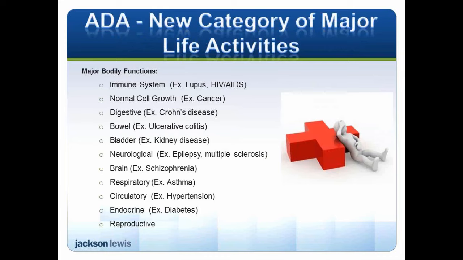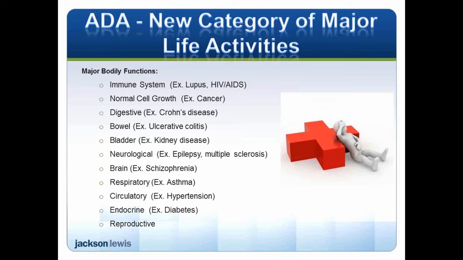When we talk about the major bodily functions that Congress did add, and I'm going to end up with this last slide and pick up again next time, so this will be a good time to end and then start up again. But when we talk about major bodily functions, we are talking about things with regard to the immune system. Examples that have been given are lupus or HIV or AIDS, normal cell growth like cancer, digestive like Crohn's disease, bowel conditions like ulcerative colitis, bladder conditions like kidney disease, neurological like epilepsy or MS, brain function like schizophrenia, respiratory like asthma, circulatory like hypertension, and endocrine like diabetes, and of course the reproductive.